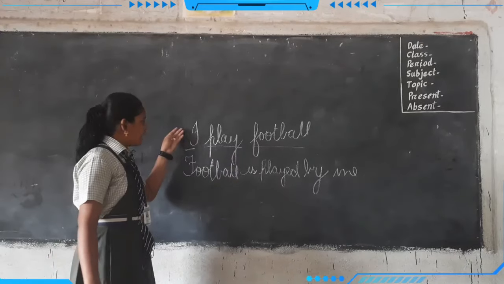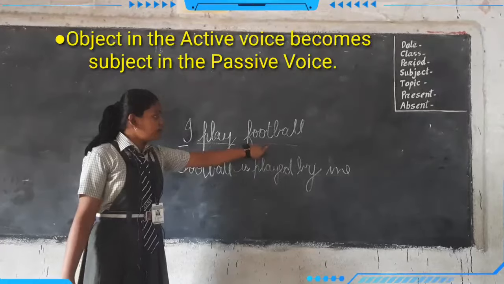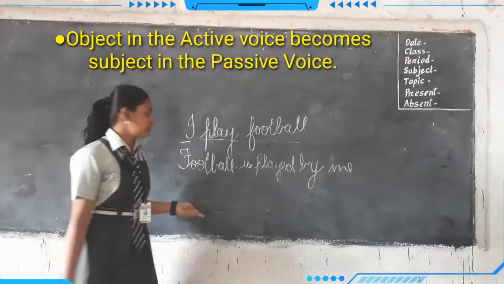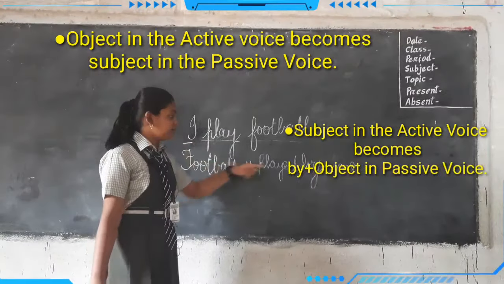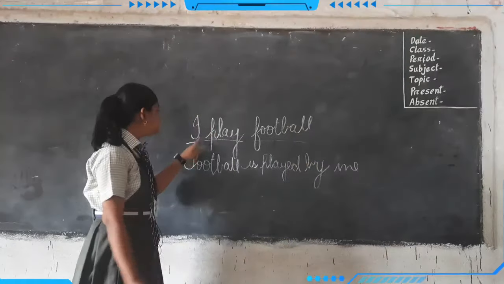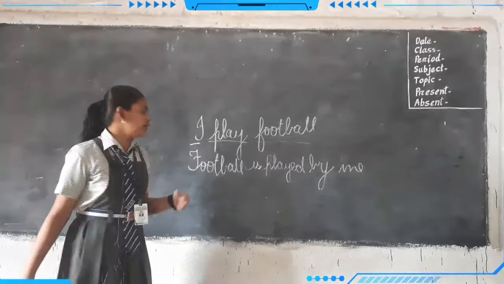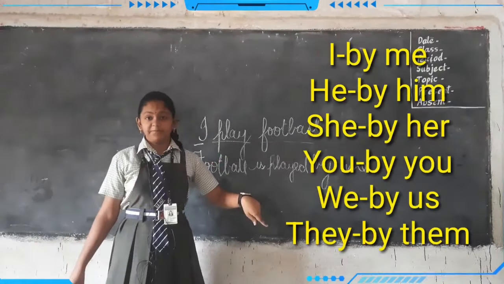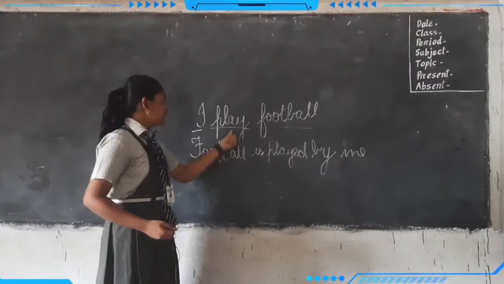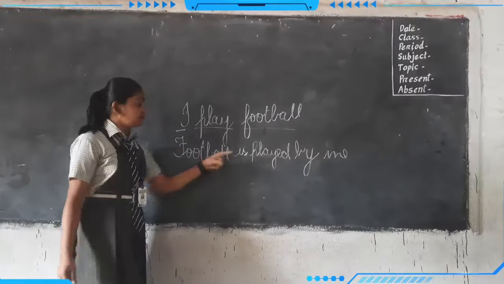Here we can see that I changed the sentence from active to passive, right? The object in this sentence becomes the subject in the passive voice, and the subject in the active voice becomes the object in the passive voice. These two places are interchanged. There are some rules that we need to remember. For example, I changes to me, he changes to him, and she changes to her. And the verb also changes when we change it into the passive voice.